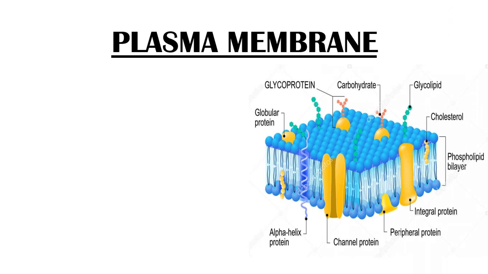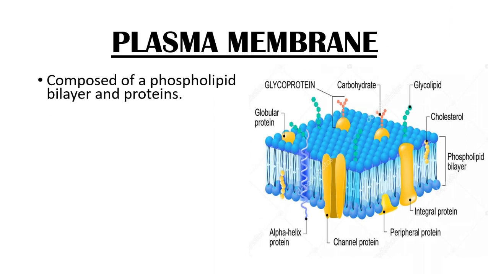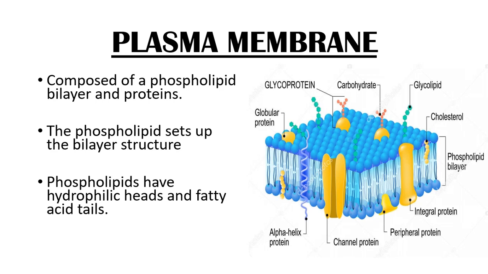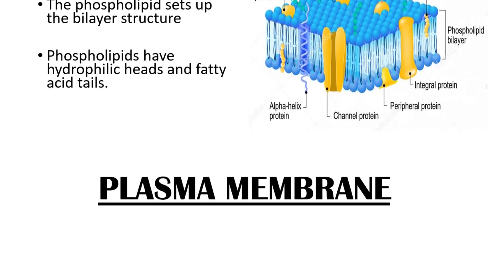The next part of plant cell is plasma membrane. Plasma membrane is composed of phospholipid bilayer and protein. The phospholipids set in a bilayer structure in which proteins are embedded. Phospholipid have hydrophilic heads. Hydrophilic means that it is water loving, and hydrophobic fatty acid tails which remain inside.